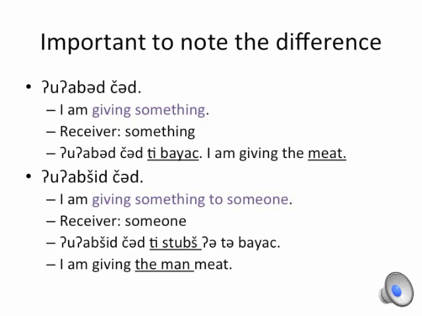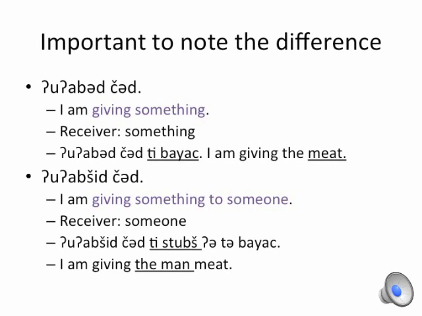So with our D suffix, T marks the receiver. The receiver of this sentence is meat, the bayats. But O abshid ched, the verb is I am giving something to someone, so the receiver is the someone, the one who is getting something. O abshid ched ti stobj at bayats. I am giving the man meat.